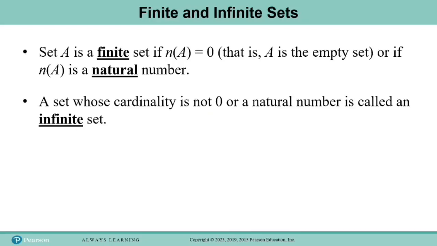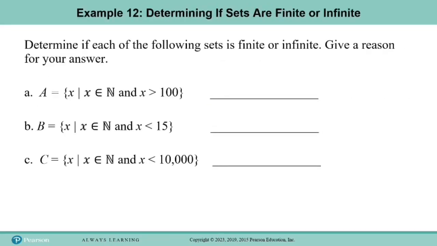So let's look at an example. So this is example 12. It says determine if each of the following sets is finite or infinite. Give a reason for your answer. So part A says set A is the set of all elements x such that x is a natural number and x is greater than 100.